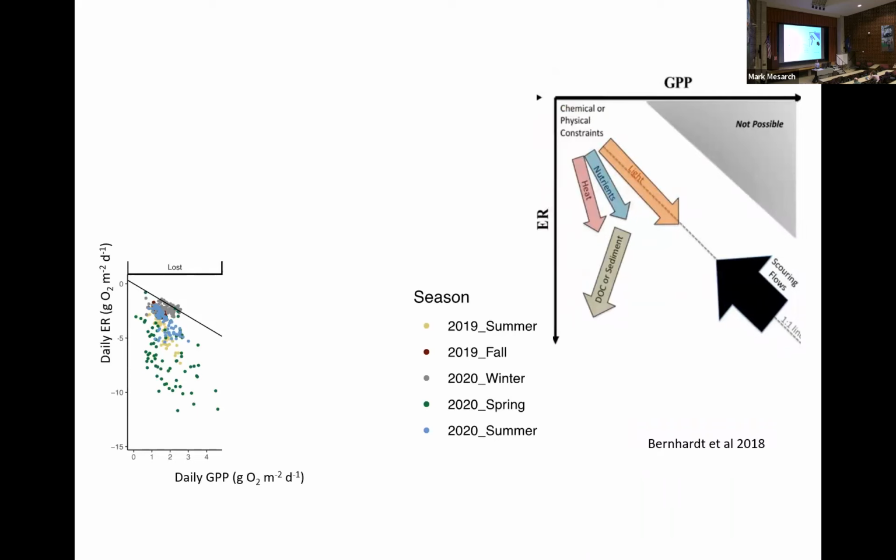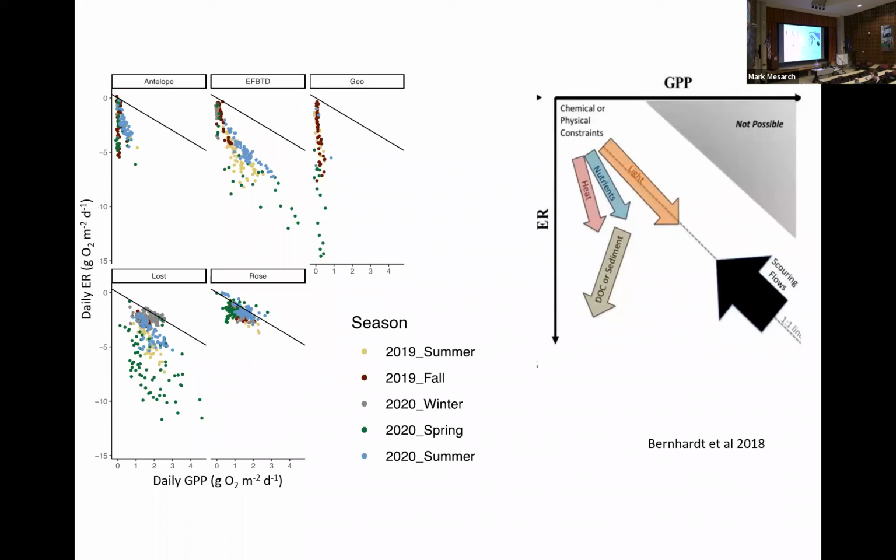So starting to get into our results, in the bottom left here is Lost Creek from this study with the different colored points representing different seasons. So yellow is summer 2019, maroon is fall, gray is winter, green is spring, and blue is the following summer 2020. Here you can see all 5 of our study sites with the willow alder dominated sites on the top row and the sedge grass dominated sites on the bottom row.